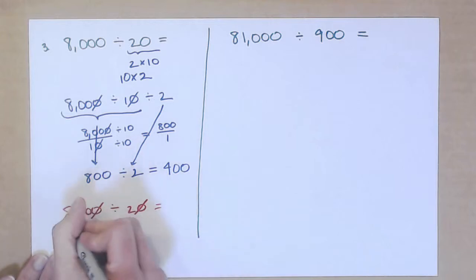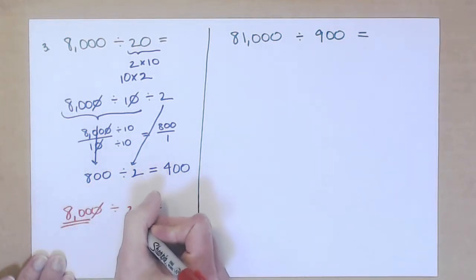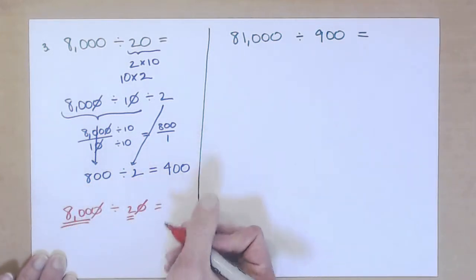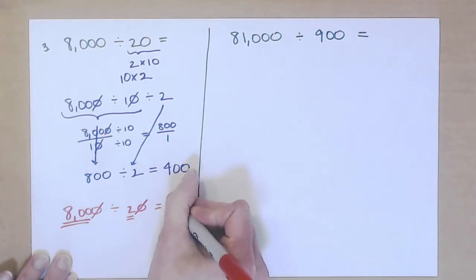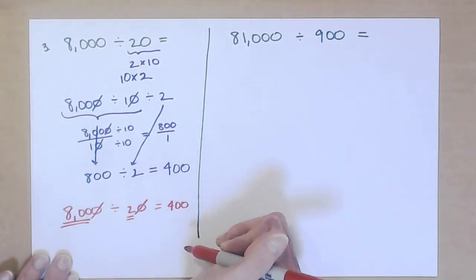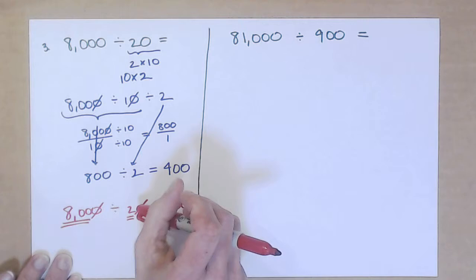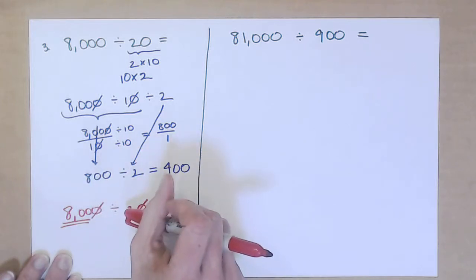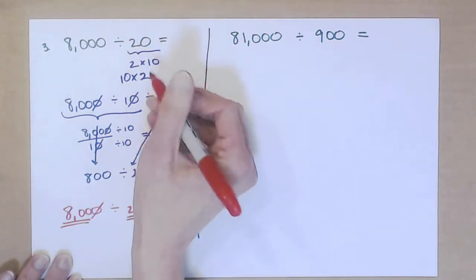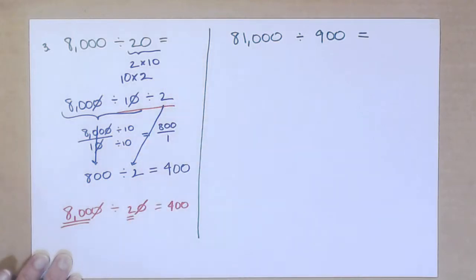And now I can think, well, I'm left with 800 divided by the 2, which is left there, and I get 400. And what essentially you just did is you divided in 2 steps. You divided by 10 first, and then by 2. And that's kind of what we did up here. By 10 first, and then by 2.